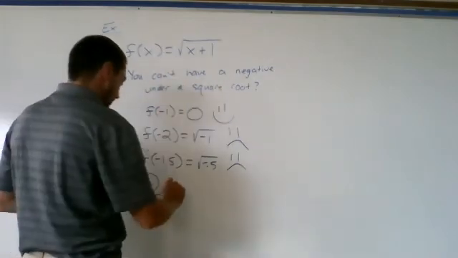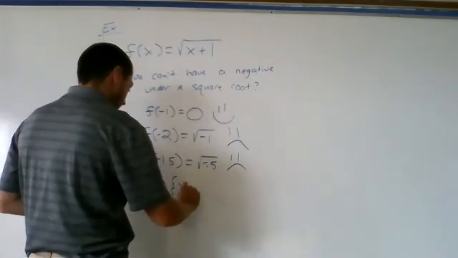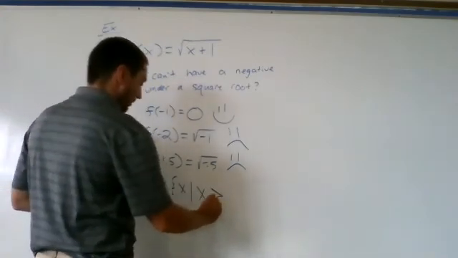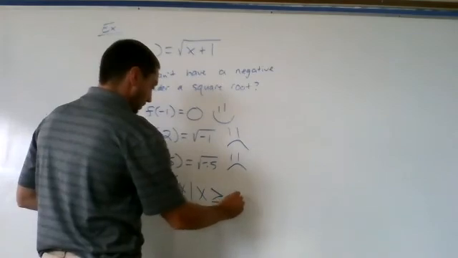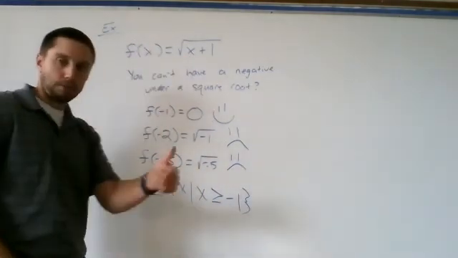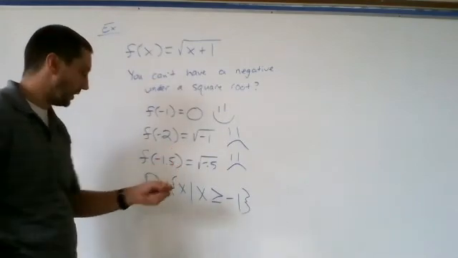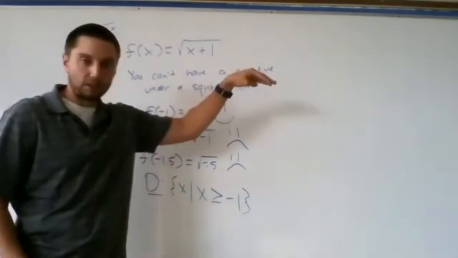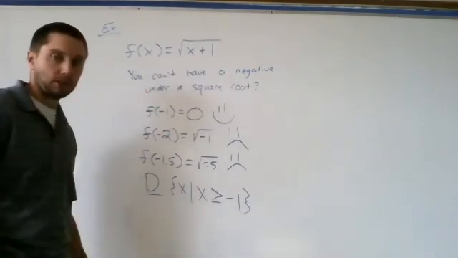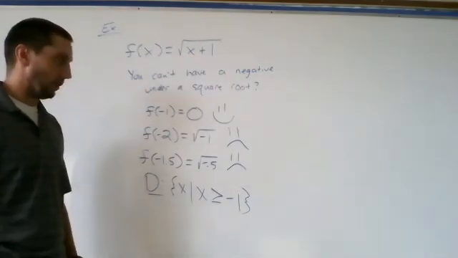So the domain of this function would be the set of all x values such that x is greater than or equal to -1. Because if I plug in -1, I got 0. I like 0. 0 is a real number. If you plug in anything bigger than -1, you plug in 2, you plug in 4, those are all going to be positive numbers on this square root, and so we're good to go.